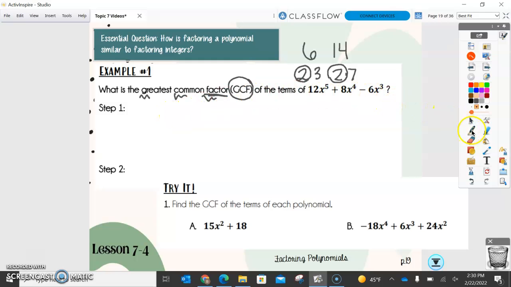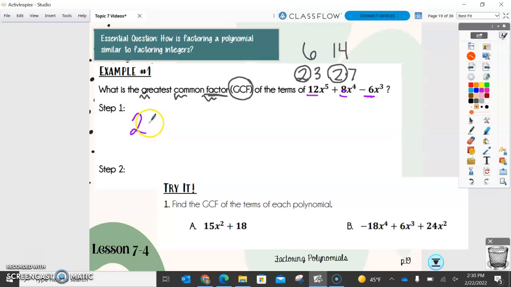So when it comes to a polynomial, if we're looking for the greatest common factor, here I have a 12 and an 8 and a 6. We have to remember that we're looking for the highest number that divides out or multiplies into each of those. Now I know 6 multiplies to 6 and 6 multiplies to 12, but it won't multiply into 8. So it turns out that the highest number that we can multiply into 12, 8, and 6 is a 2.